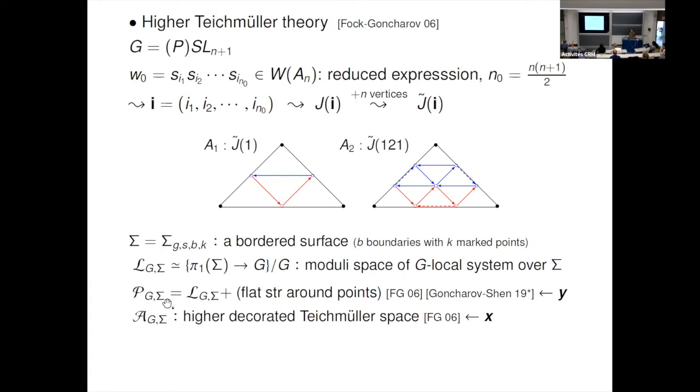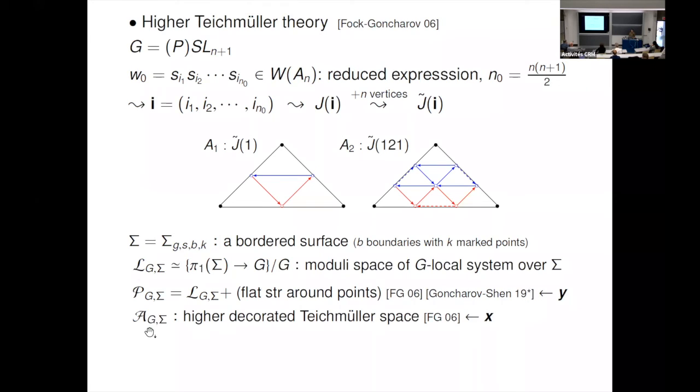And another one is the P space. It is L space plus some flat structure around inner punctures and marked points. So the good coordinate of this space is given by Y variable. By assigning the condition as before, we reduce this space to L. This space was introduced by Fock and Goncharov partially, and it became perfect by Goncharov and Shen recently.